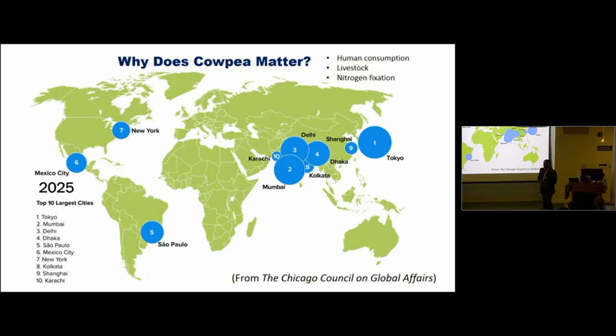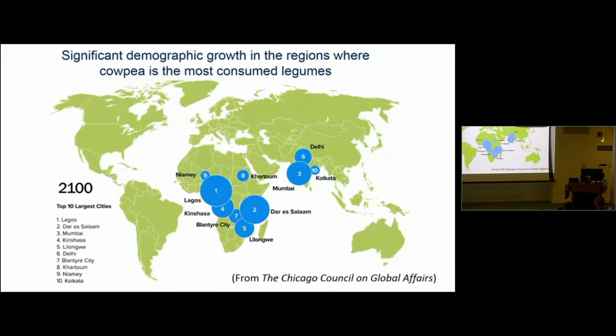So why does cowpea research matter? Up here we've got a map showing the top 10 biggest cities in 2025. And we can see that most of those big cities are in Asia, and it is currently the most populated continent. However, cowpea is mainly grown and consumed in Africa. But if we look in 2100, most of those biggest cities will be in Africa. So we can speculate an important demand in cowpea production.